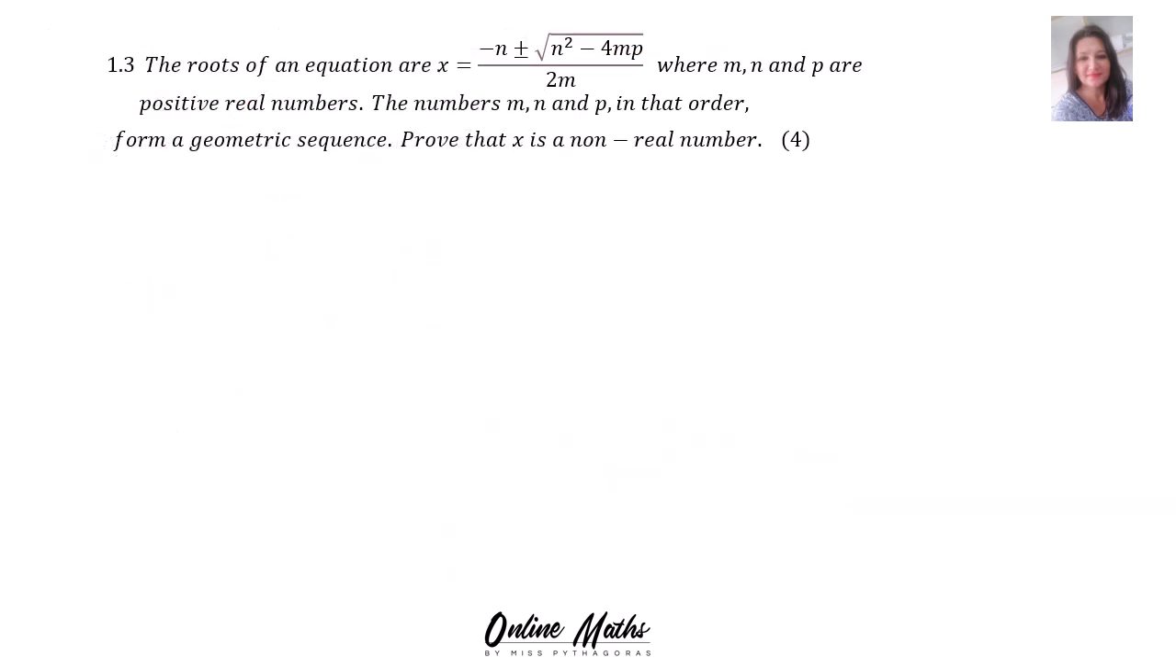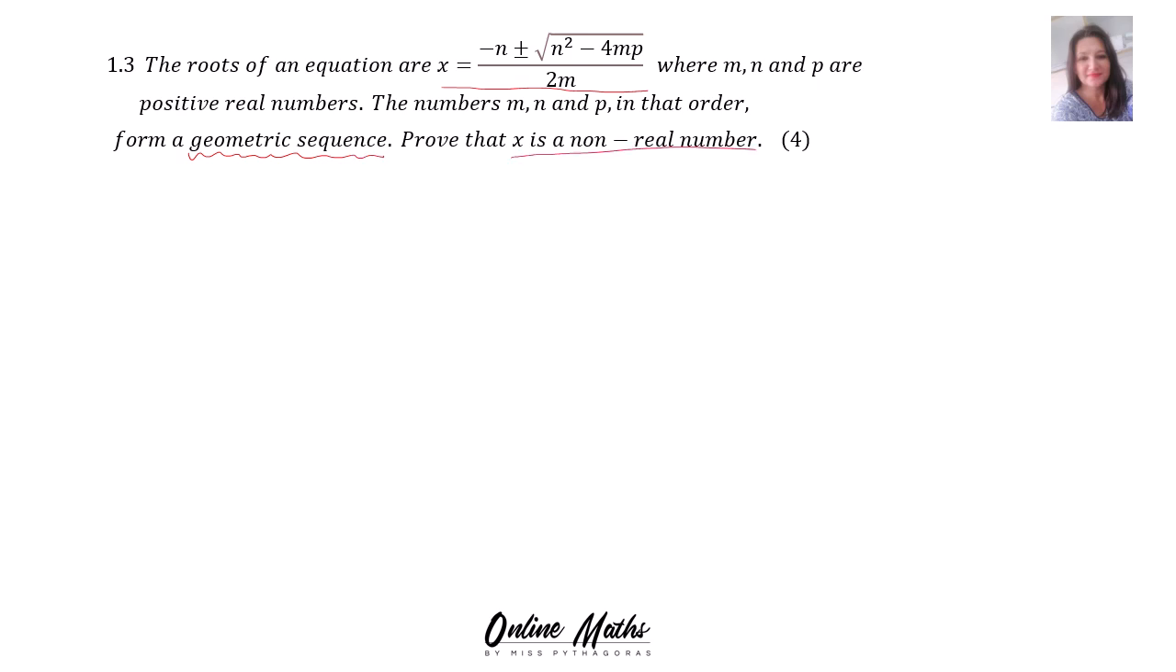On number 1.3, they want us to say that the roots of an equation are, and then they give you this, where x are equal to that, and that resembles the quadratic formula. Where m, n, and p are positive real numbers, the numbers m, n, and p in that order form a geometric sequence. That's an important bit. Prove that x is a non-real number.